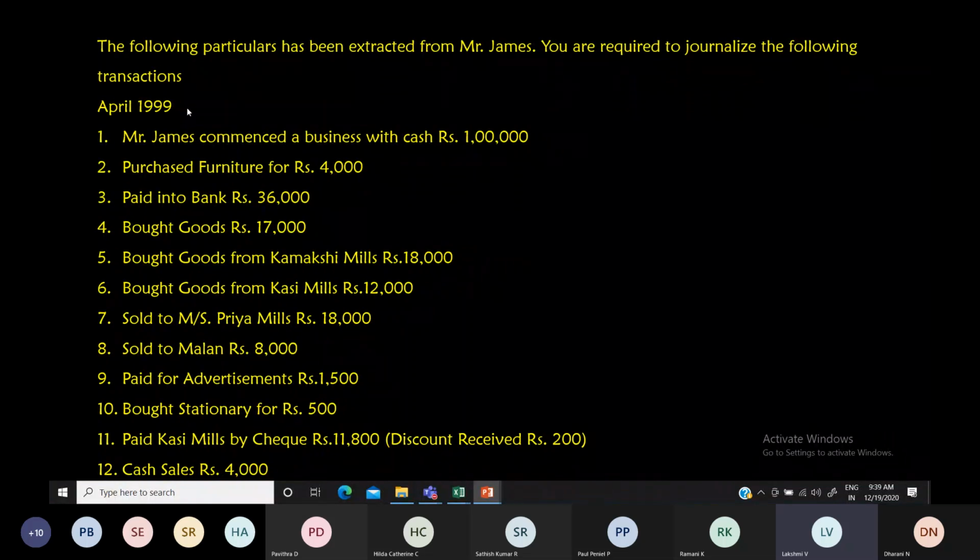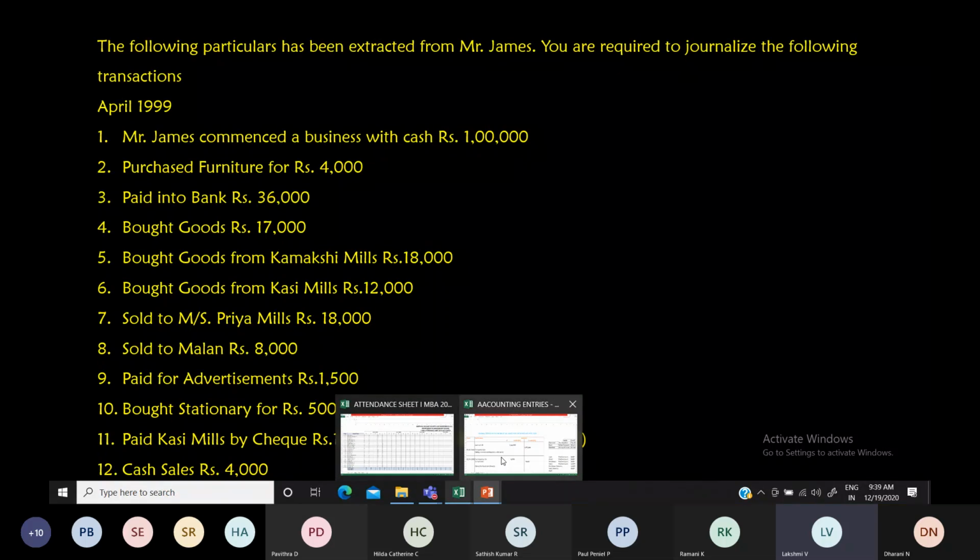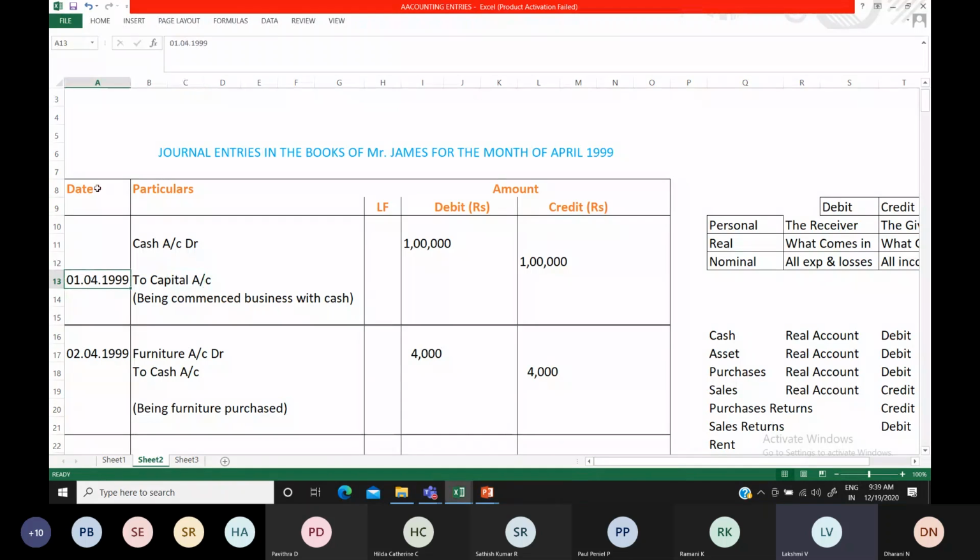On 1st April 1999, Mr. James commenced a business with cash rupees 1 lakh. So this is our transaction. Now we have to pass the journal entry for that. So in the date column, we have to mention the date. Then in the particulars column, we should make the entry and give the narration. The LF column is usually left blank, and the debit column and credit column we have to fill. Whatever amount you give in the debit column, the same amount should be given in the credit column also.